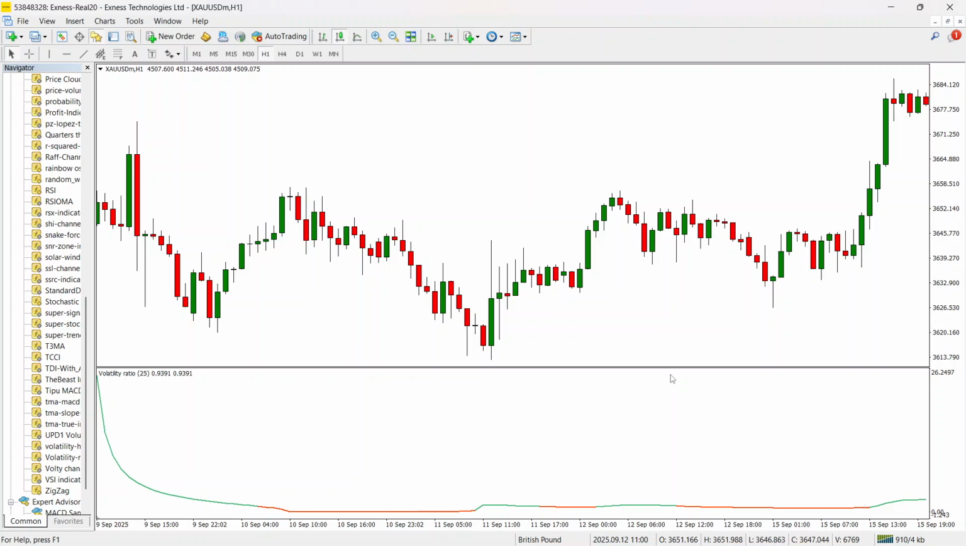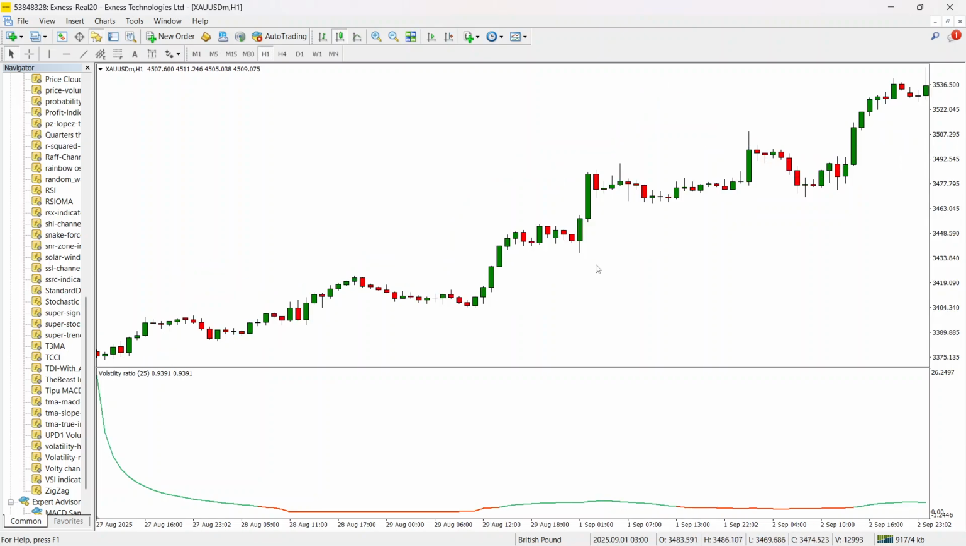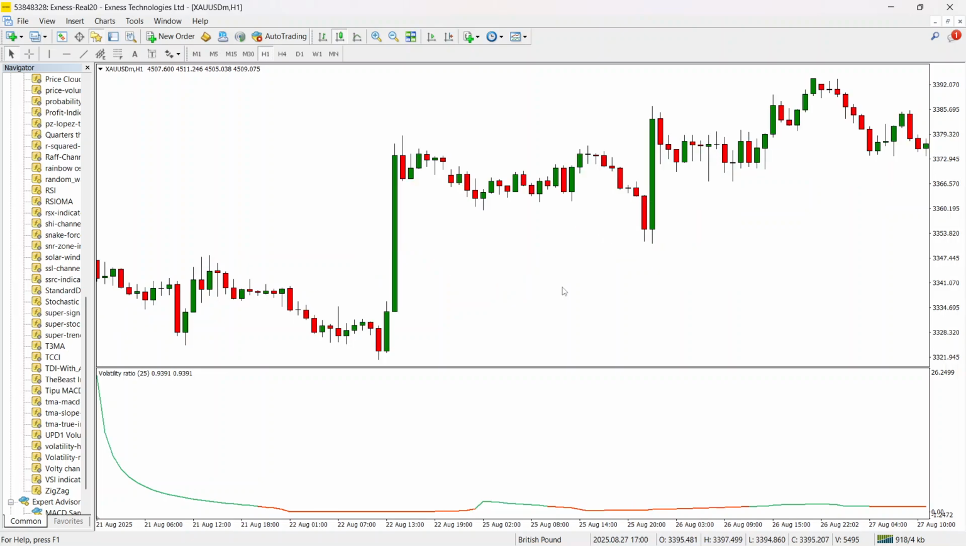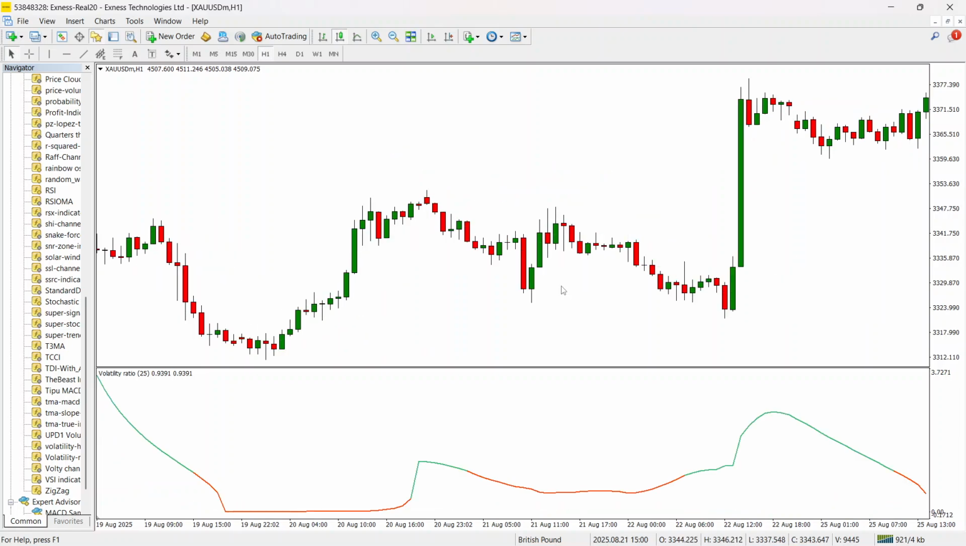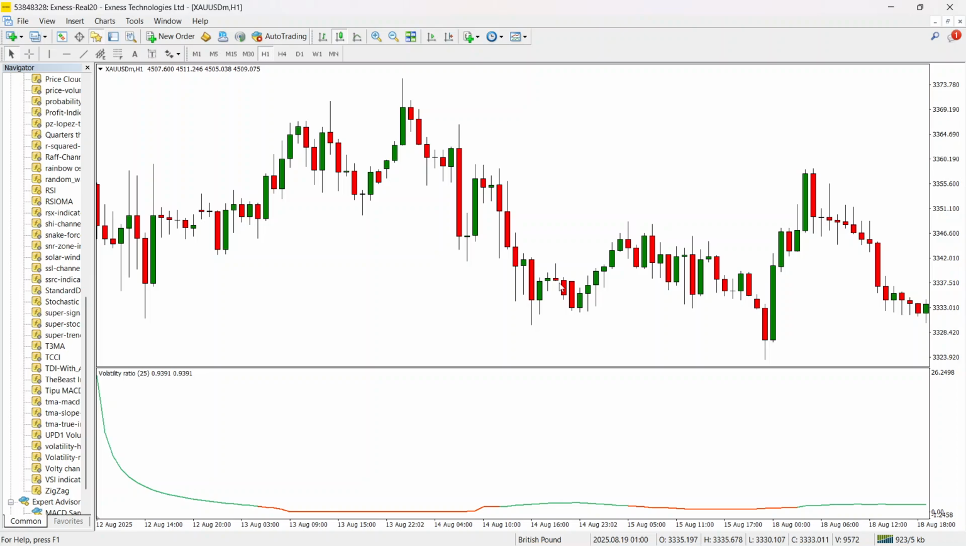Hi traders, in this video we are looking at the volatility ratio indicator for MT4. This analytical tool measures relative volatility by comparing current market movements to historical averages, helping traders identify periods of expansion, contraction, and potential breakout conditions. In this video, you'll see how the volatility ratio works, how signals are interpreted, and which trading strategies are utilized.